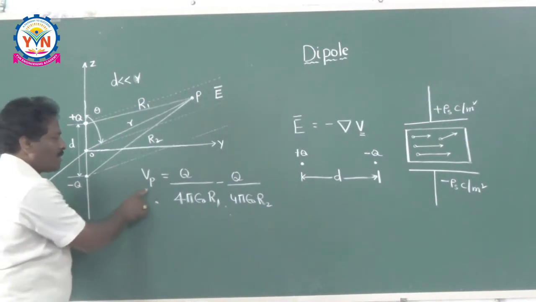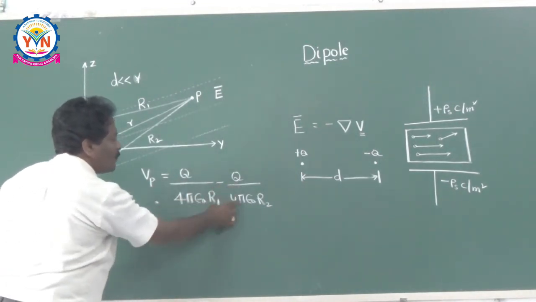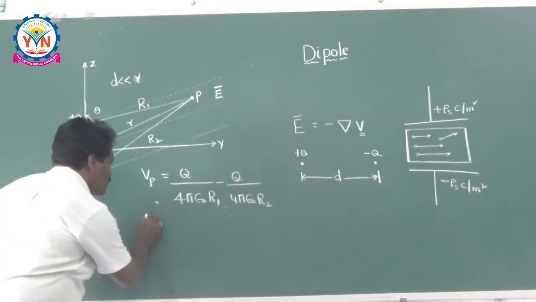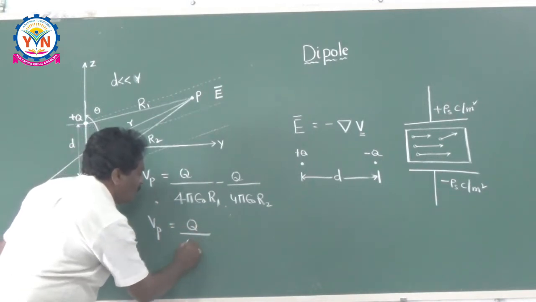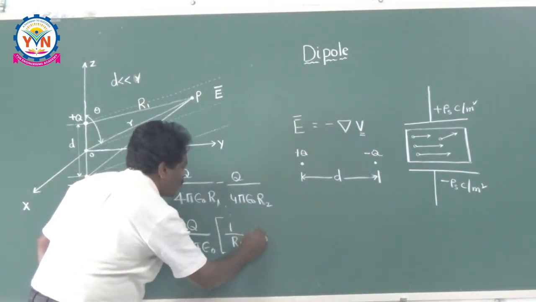That's why Vp is equal to q by 4 pi epsilon naught into r1 minus q by 4 pi epsilon naught into r2. Simplifying this, you get Vp is equal to q by 4 pi epsilon naught into (1 by r1 minus 1 by r2).